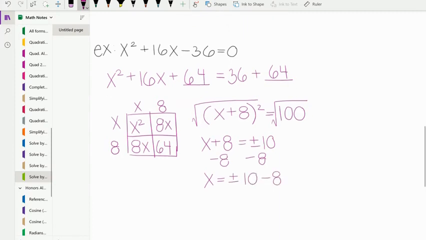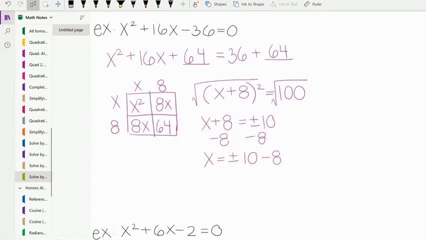So just like we ran into this with taking the square root, we want to finish that because those are like terms, so we can add or subtract them together. So positive 10 minus 8 is 2, and negative 10 minus 8 is negative 18. So again, there are two answers because the parabola crosses the x-axis at 2 and negative 18.